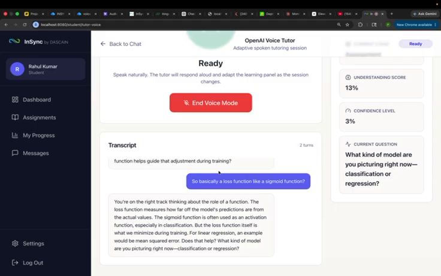Classification or regression? Oh, thank you for clearing it out. I got really confused between those two functions.